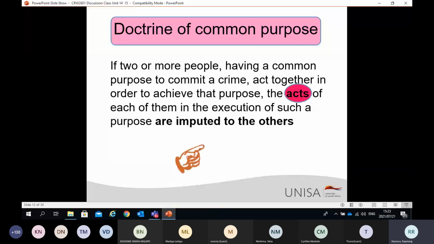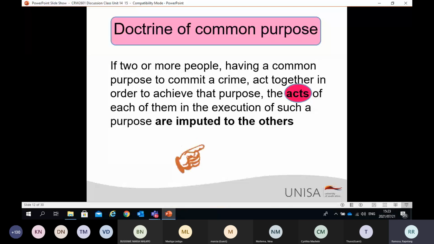Now, this definition of common purpose is very, very important for you to know. Please make sure that you're able to provide it as is in that gray block there. If two or more people having a common purpose to commit a crime act together in order to achieve that purpose, the acts of each of them in the execution of that purpose are imputed to the others.